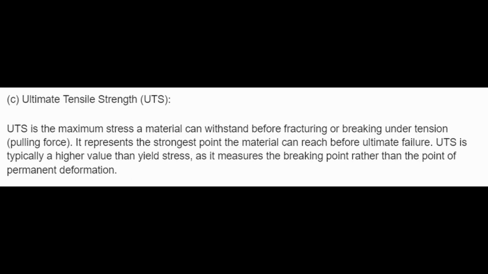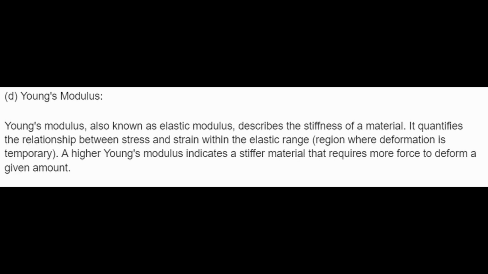C. Ultimate tensile strength, UTS. UTS is the maximum stress a material can withstand before fracturing or breaking under tension, a pulling force. It represents the strongest point the material can reach before ultimate failure. UTS is typically a higher value than yield stress, as it measures the breaking point rather than the point of permanent deformation.